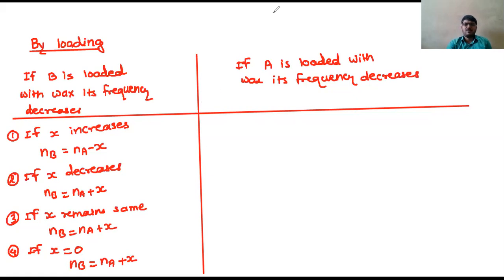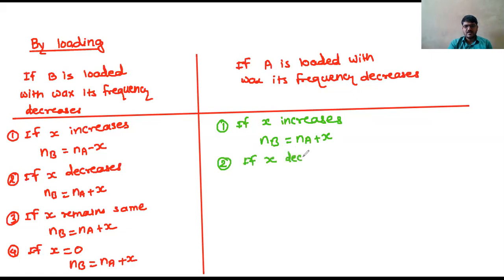Now let's come to this side. If A is loaded with wax, its frequency decreases. In this also you have 4 cases. If X increases, then NB is equal to NA plus X. Second case, if X decreases, then NB is equal to NA minus X.